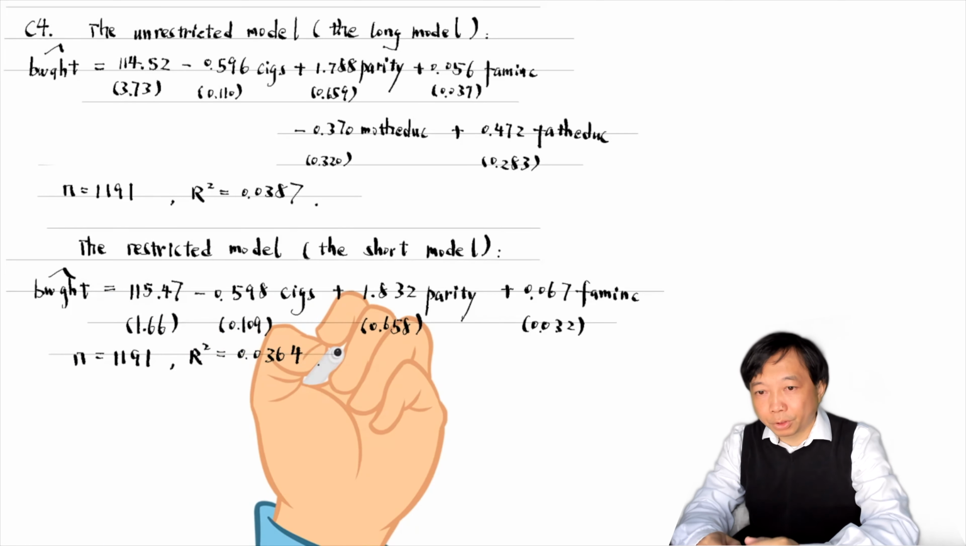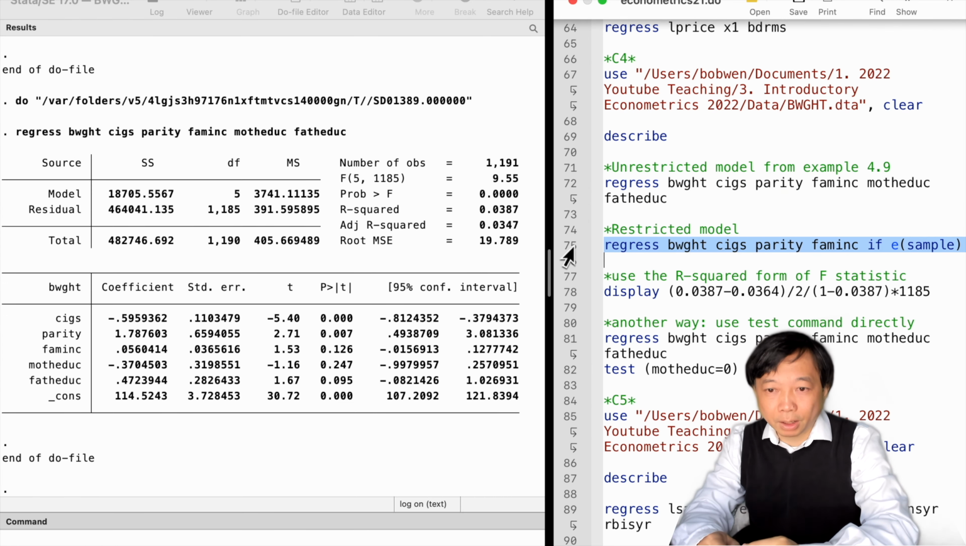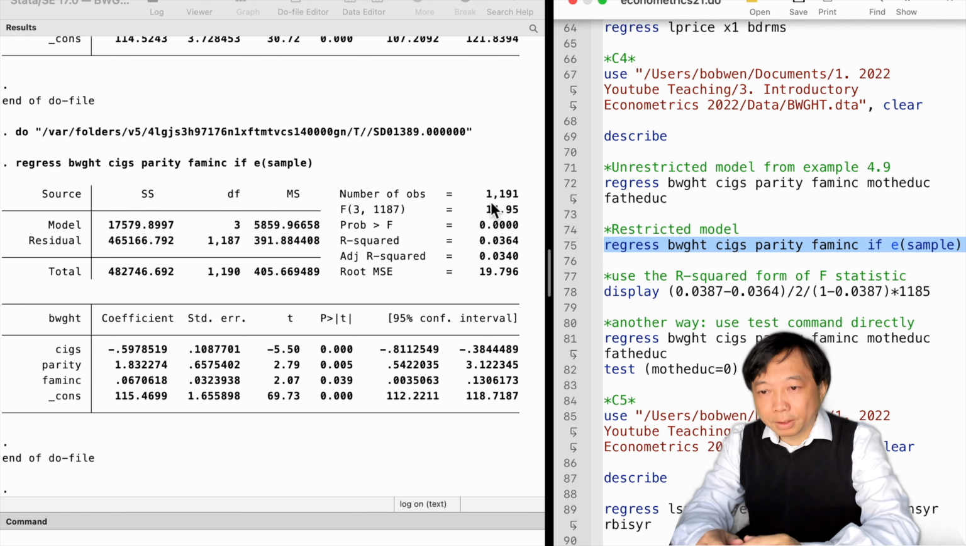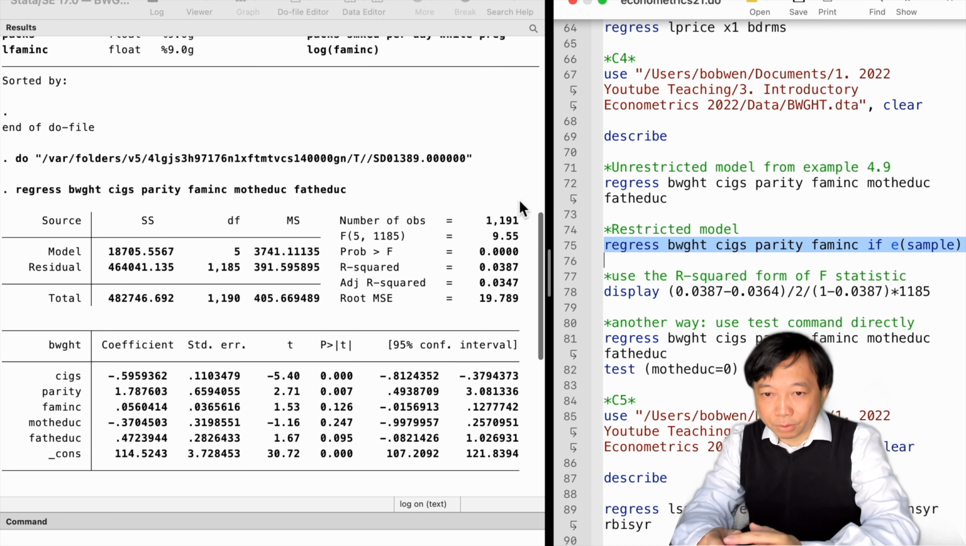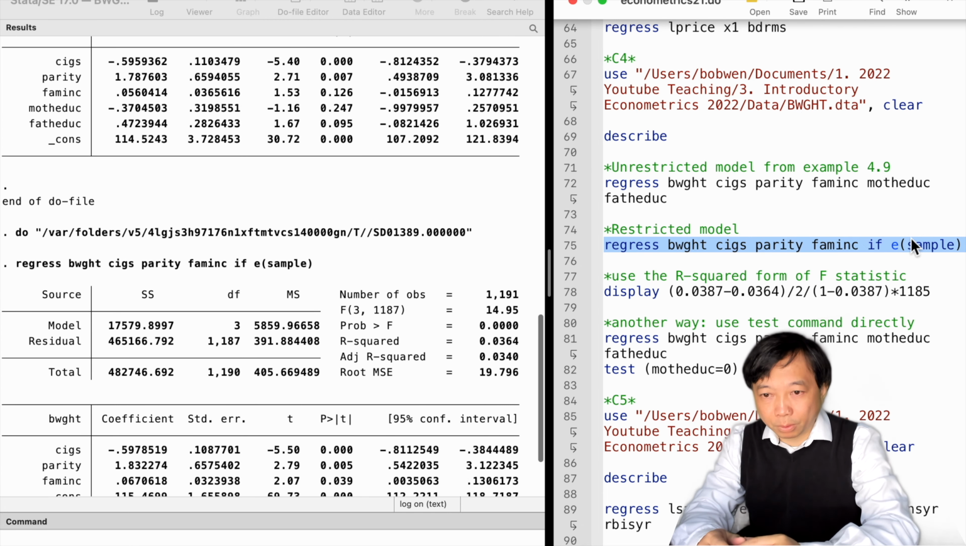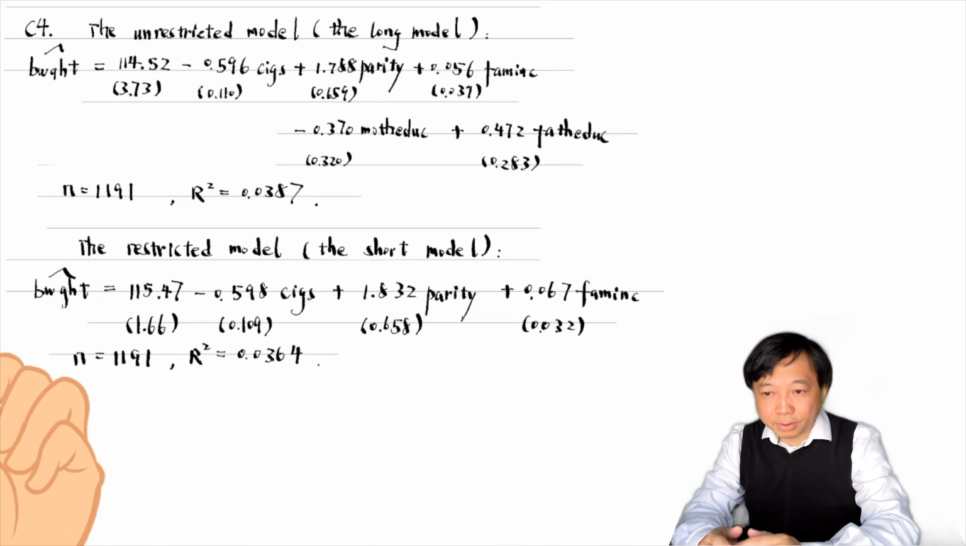Be careful here to use the same sample size as in the unrestricted model. In Stata, we use the statement "if e(sample)" in the command to indicate we use the same observations as in the former model, that is the unrestricted model. When mother's education and father's education are dropped from the regression, the R squared falls to 0.0364. The number of restrictions is 2.